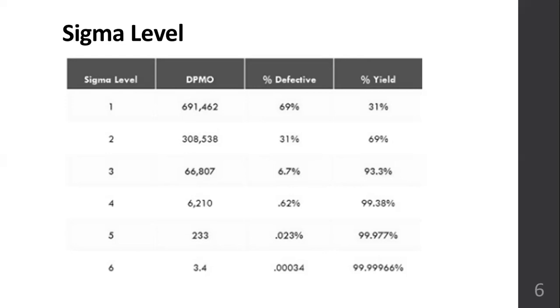Looking at this table, you can see when an industry is performing at one sigma level, their defects per million opportunities is 691,462. 1 million, you already know, is equal to 10 lakh. So what is one sigma level? It means your company or your hospital is giving services to 10 lakh cases.